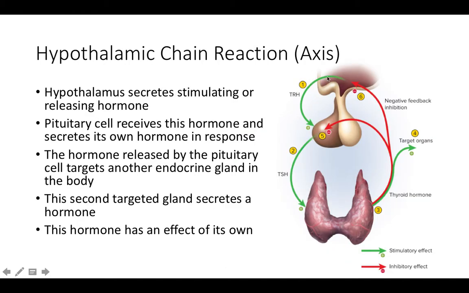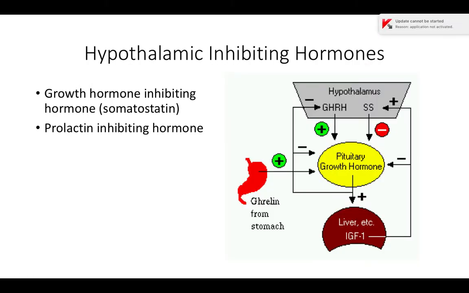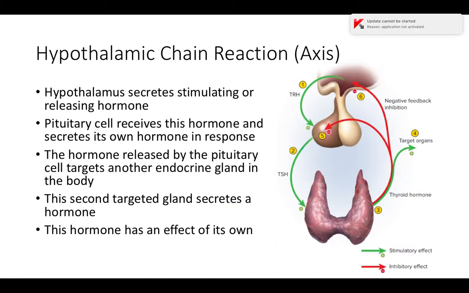And so let's just use stimulating hormone as an example because that's what we have in this picture. The hypothalamus releases this stimulating hormone. In this case, it's thyrotropin releasing hormone. Okay, that's going to target the anterior lobe of the pituitary gland. In response, the pituitary gland receives this TRH and secretes its own hormone. So in this example, the anterior pituitary gland is going to receive TRH, and in response, it's going to secrete thyroid stimulating hormone.